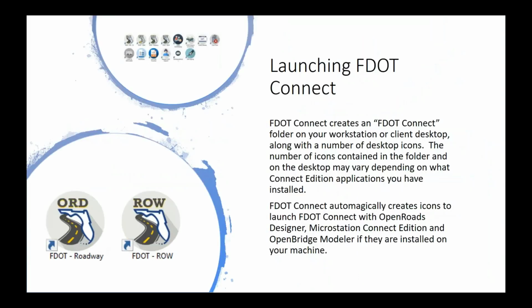Now that you're familiar with some of the shortcuts available in the FDOTConnect desktop folder, let's talk about launching FDOTConnect. I know I covered this in the previous webinar. When FDOTConnect is installed on a workstation or client machine, it automatically creates desktop shortcuts and shortcuts in the FDOTConnect desktop folder, depending on what Connect Edition applications you have installed. Today we're going to be using OpenRoads Designer as the example. If you have OpenRoads Designer installed, FDOTConnect will create shortcuts for FDOT and FDOT right-of-way. These shortcuts load different resources depending on whether you are using FDOTConnect for a roadway project or for right-of-way.